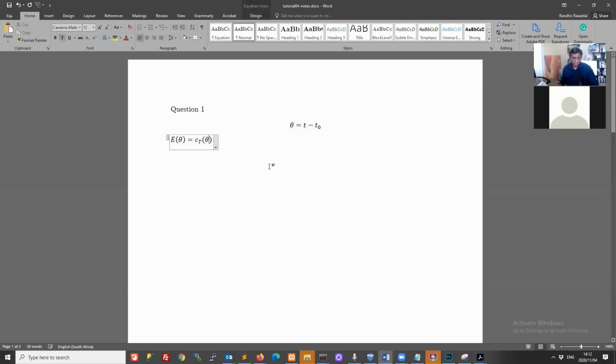So we can just rewrite this as C(T) of theta. And then we can say that divided by the integral. So that's the integral over the limits zero to infinity of the same function.